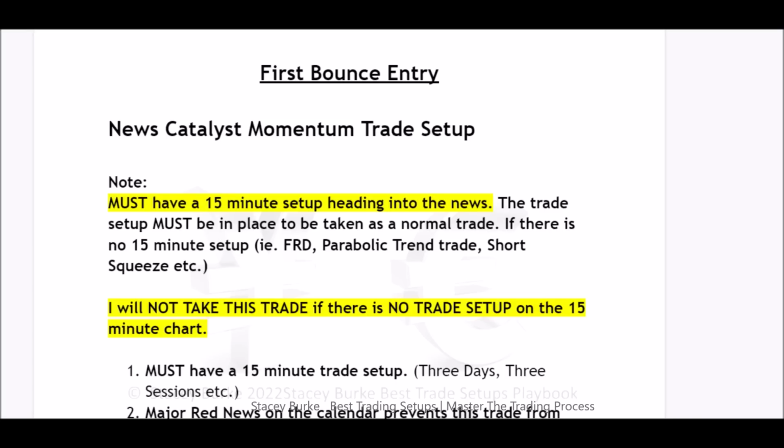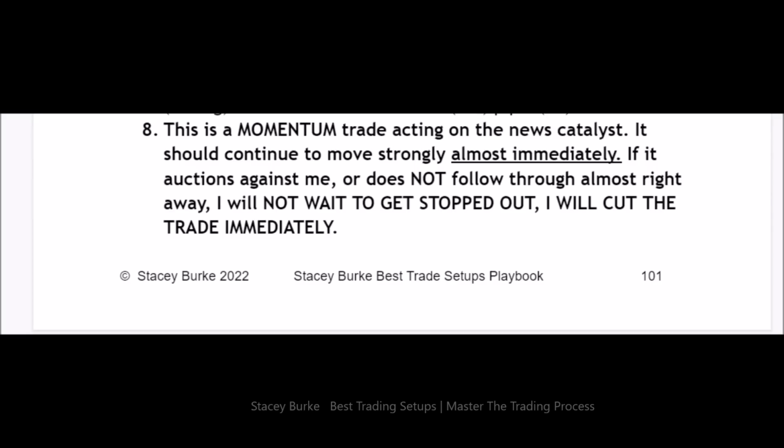And I make it very clear in here, and I'm going to spend 10 seconds on this so that you can really absorb it. This is a momentum trade acting on the news catalyst. It should continue to move strongly almost immediately. If it auctions against me or does not follow through almost right away, I will not wait to get stopped out. I will cut the trade immediately. Page 101 in the playbook.